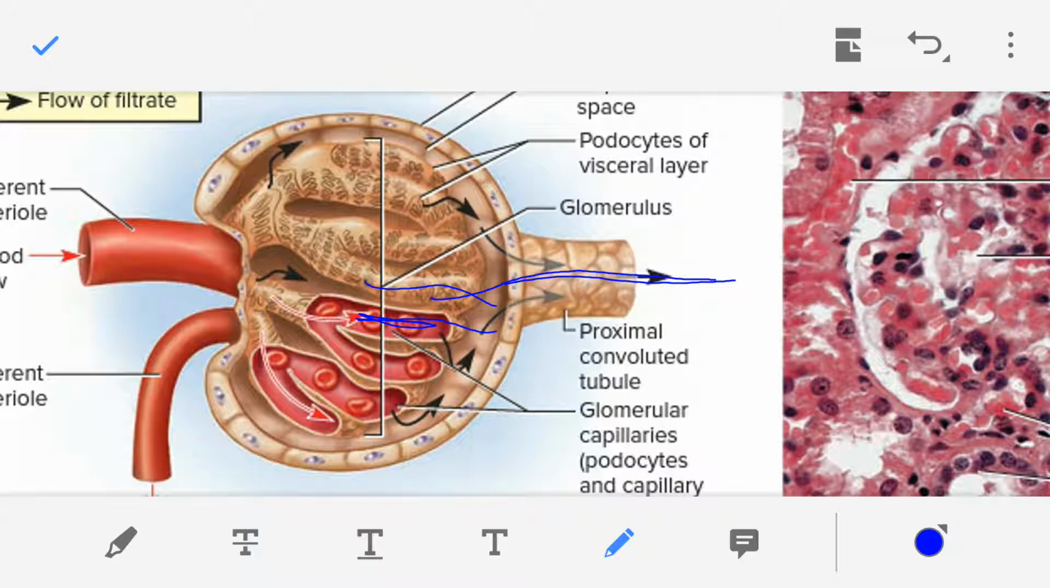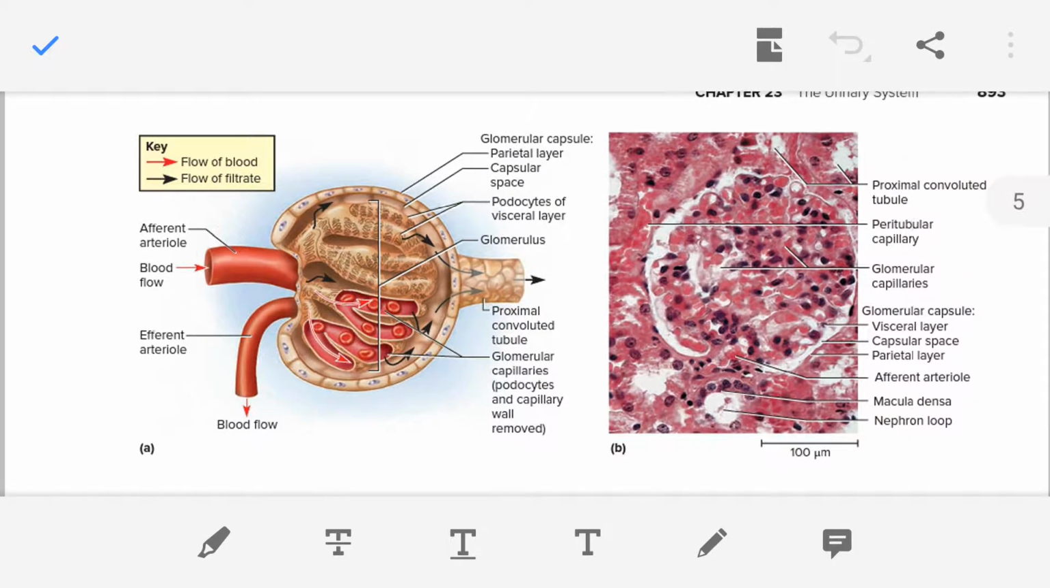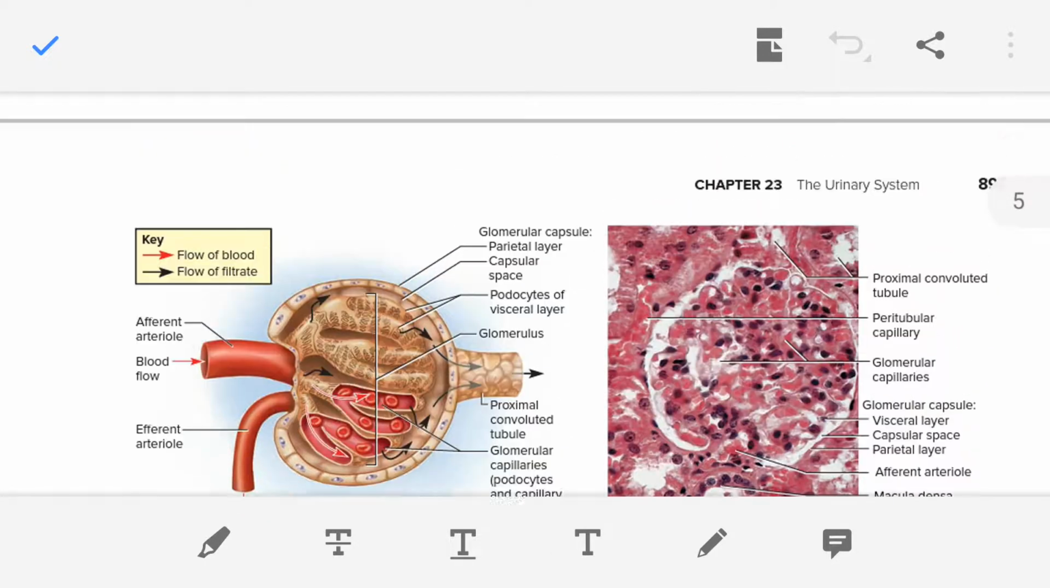And here this tube that you are looking at is the renal tubule. So now the filtrate is entering into the renal tubule.